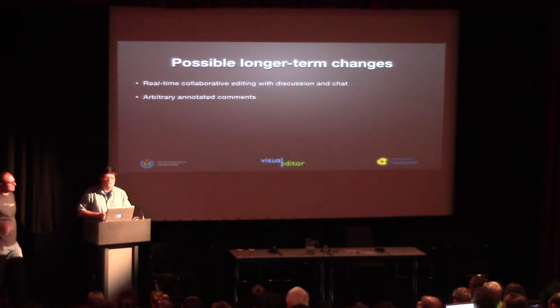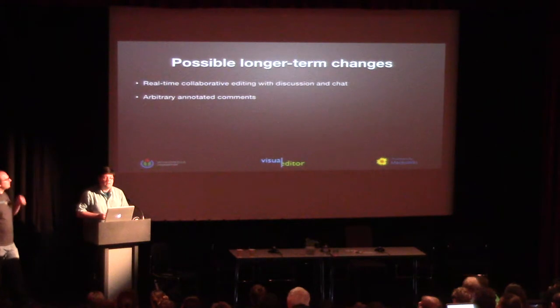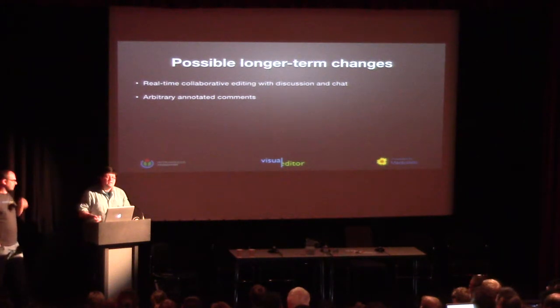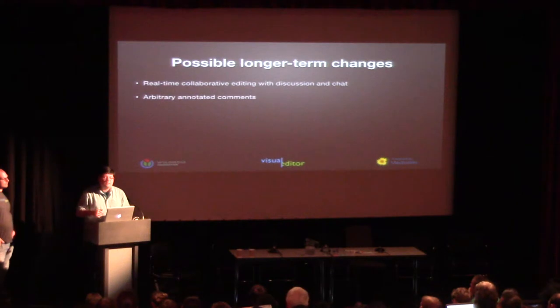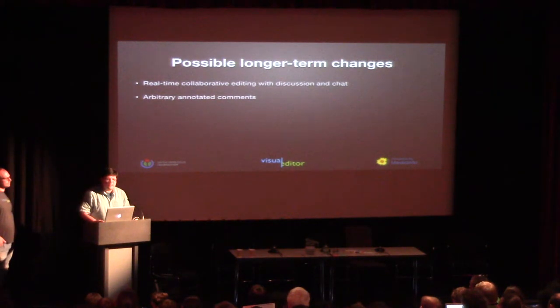Arbitrary annotated comments. So right now we've kind of implemented HTML comments in Visual Editor. They're used in Wikitext editing, but they don't actually apply to a bit of content. You can't say this comment is about this paragraph, it's only where it is. You can't have a proper discussion. We could build a really proper system based on that.